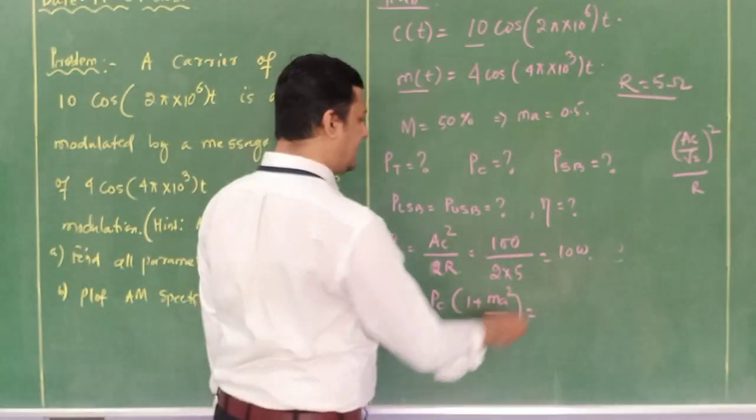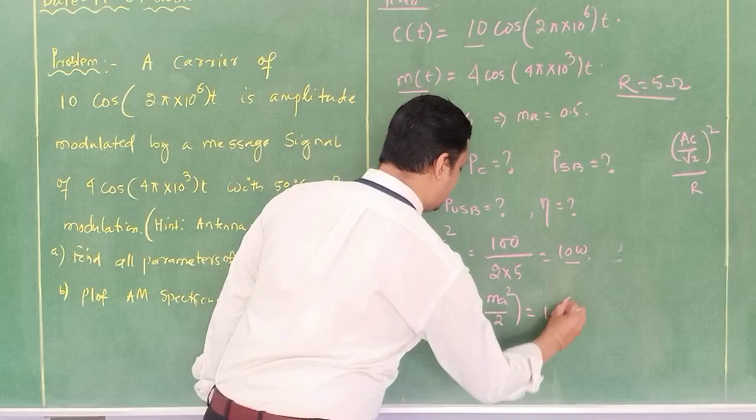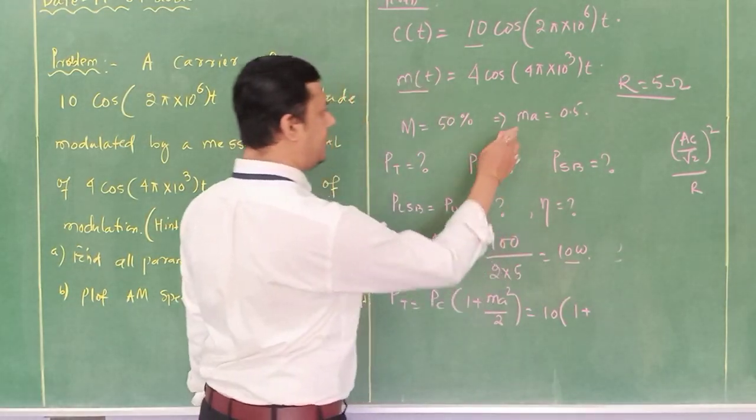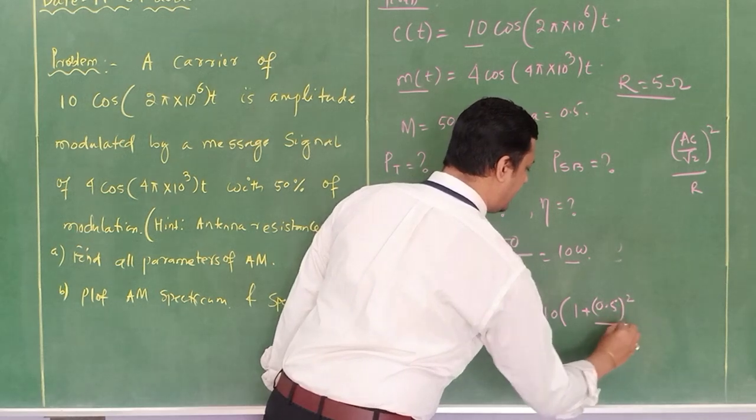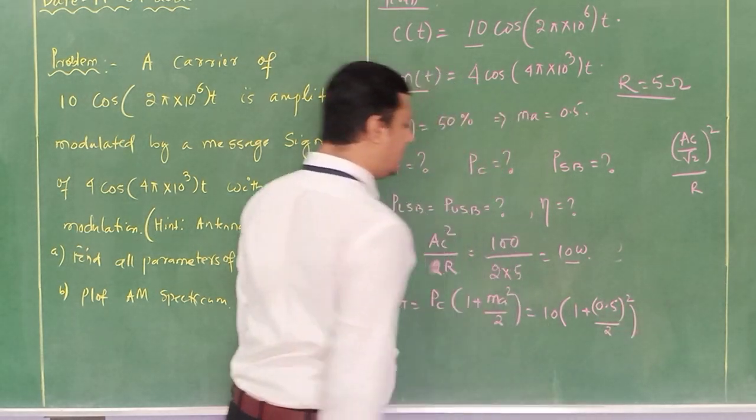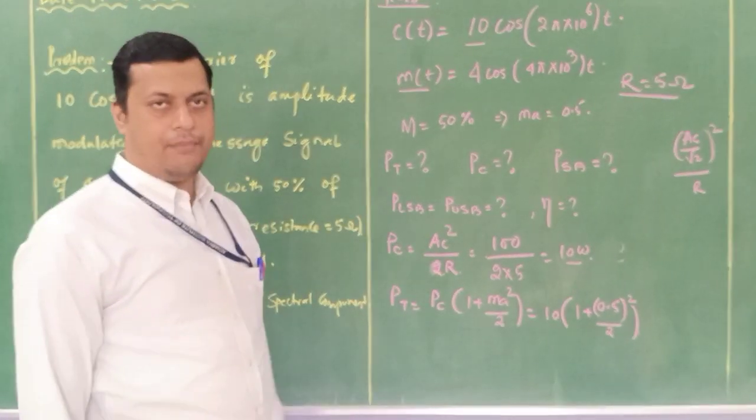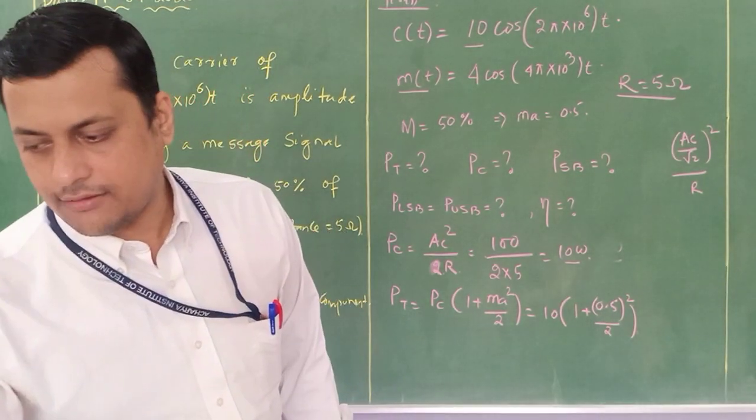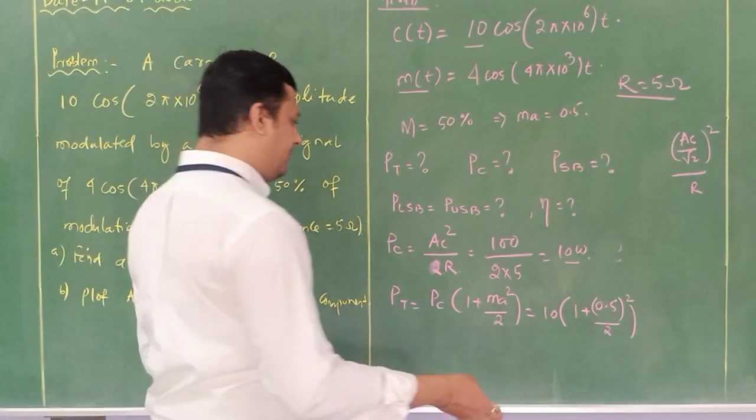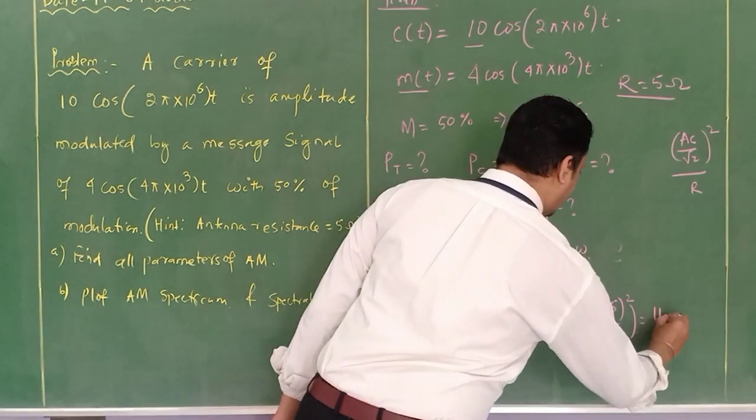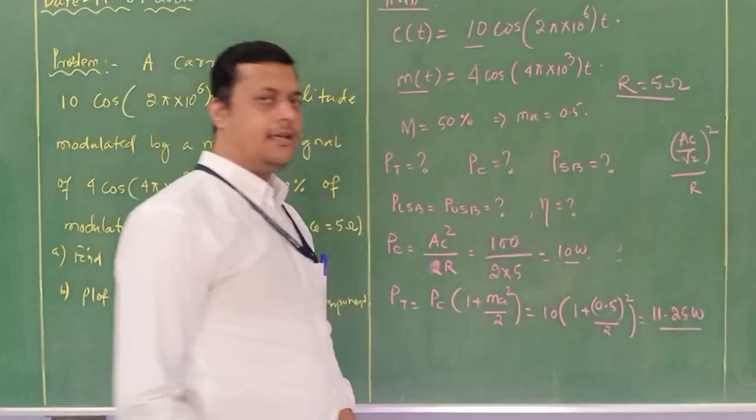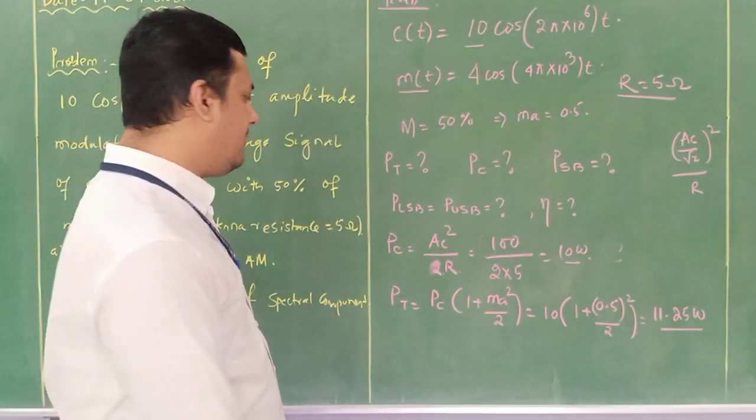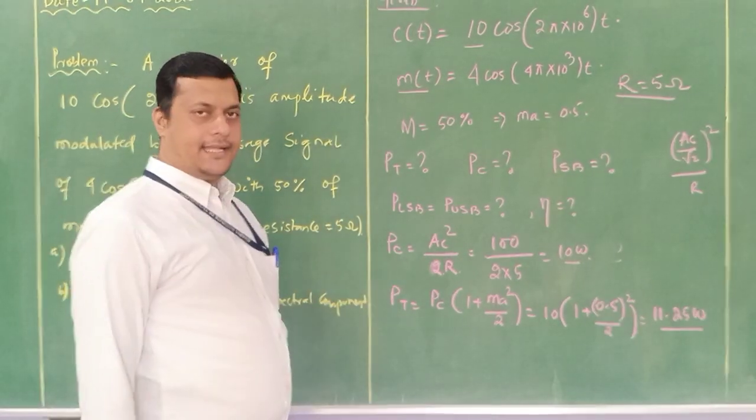So what is PC? PC is 10 watt. What is ma squared? ma is 0.5. So 0.5 whole square divided by 2 is equal to your power transmitted. You can calculate this with the help of your calculator and you will get 11.25 watt. Okay, so this is my transmitted power. This is my carrier power.